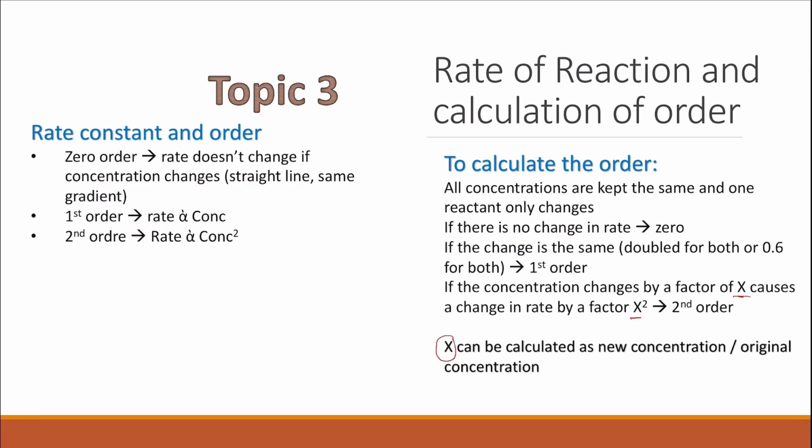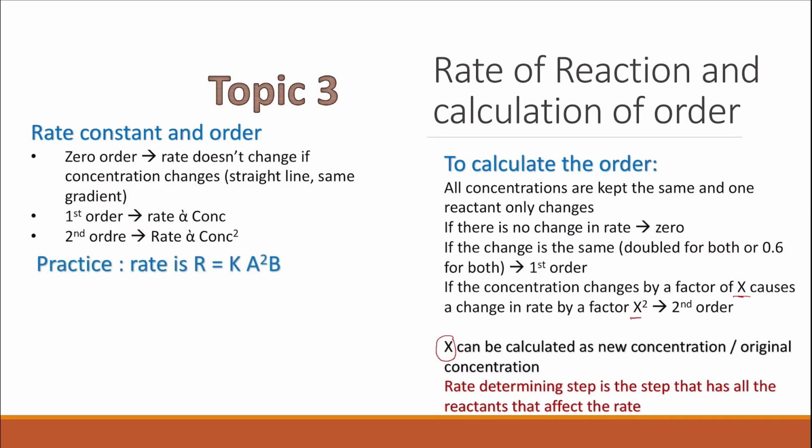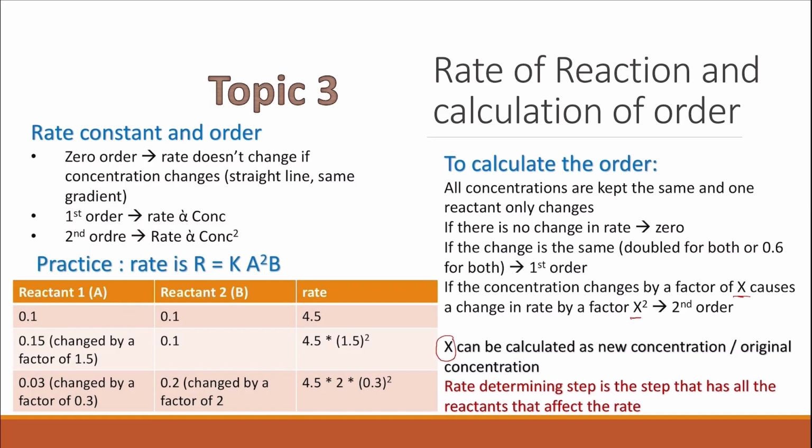So the second one, they changed both. So we know that for reactant A, it's second order, and for reactant B, it's first order. So the change here will be the factor of the change of A squared times the factor of the change of B because it's first order.